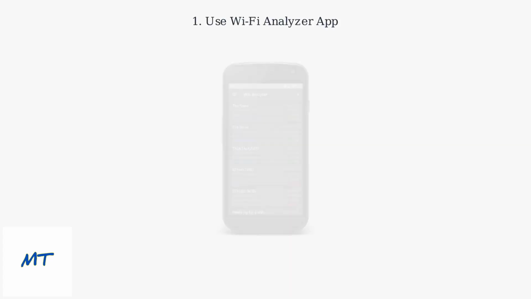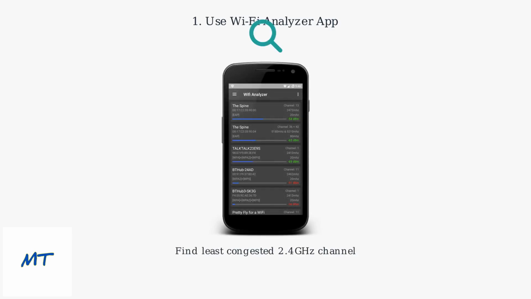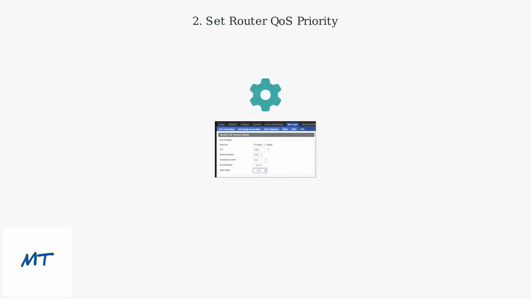To optimize your Wi-Fi for the Schlage Encode, start by using a Wi-Fi analyzer app to identify the least congested 2.4 GHz channel. This helps avoid interference from neighboring networks. Next, prioritize the Schlage Encode on your router's quality of service settings if available. This ensures the lock gets sufficient bandwidth even during network congestion.